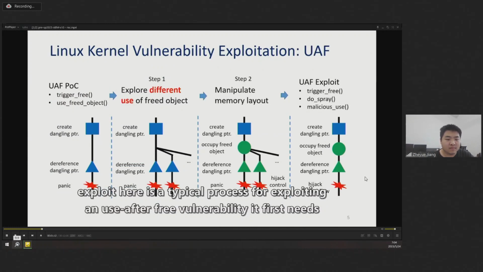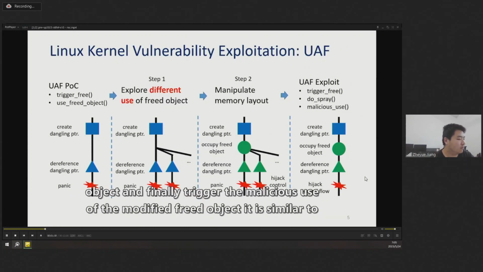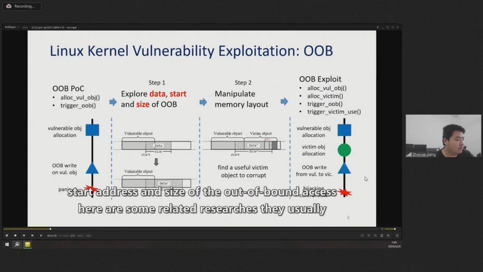It first needs to explore different views of the freed object, then manipulate the memory layout to occupy the freed object, and finally trigger the malicious use of the modified freed object. It is similar to exploit an out-of-bound access. The difference is that one needs to first explore the data such as the size of the out-of-bound access.